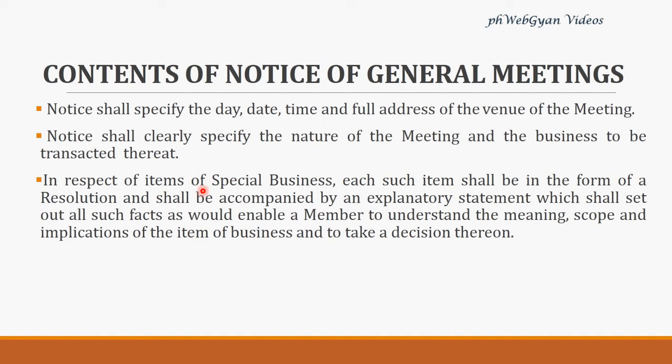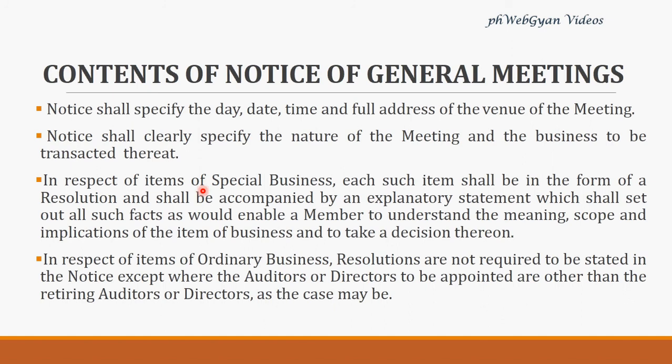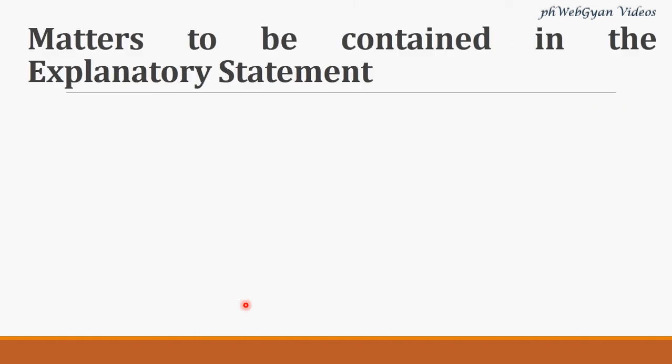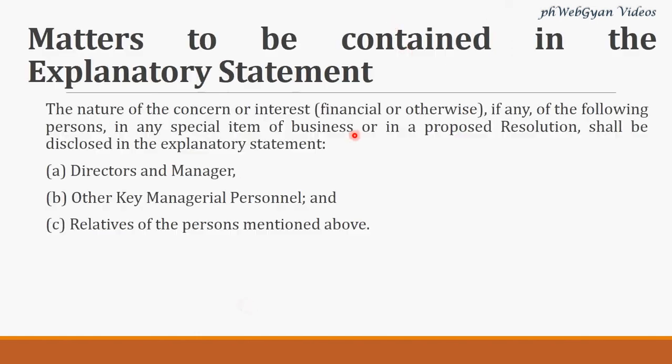Clear? And this explanatory statement provision is given under section 102 of the Companies Act, where the basic intent is to clarify your actual rationale behind passing that resolution to be passed by the members. Now, if there is an ordinary business, then the notice does not need to annex any explanatory statement, except where an auditor or director is appointed apart from the retiring auditor or director. In that case only you need to give the explanatory statement, otherwise there is no requirement.